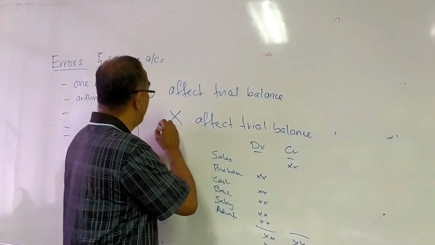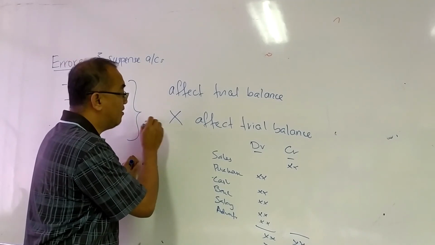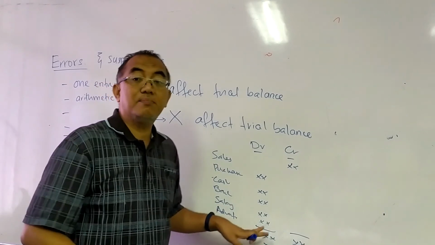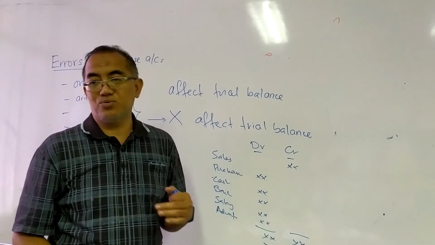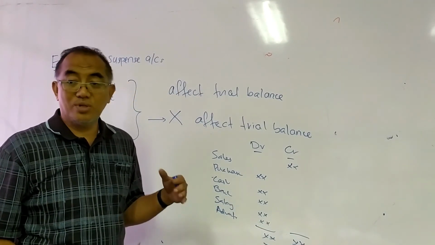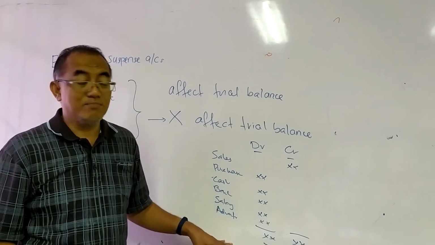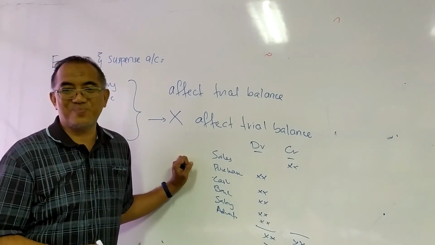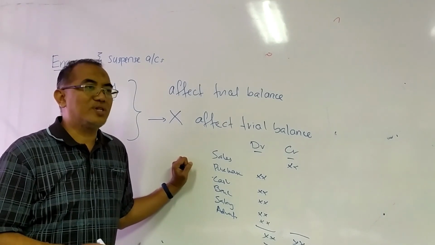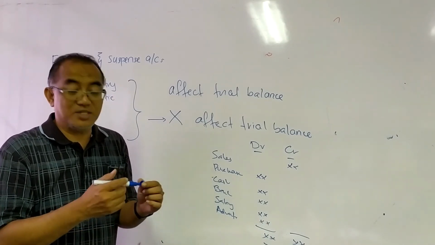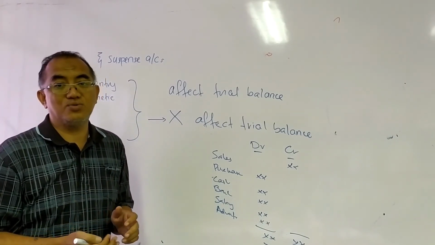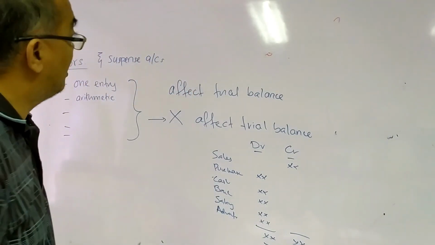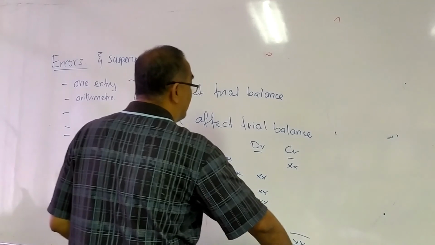So this is your trial balance. But when you have these errors that do not affect your trial balance, your trial balance still balances. Normally when you have errors, your trial balance does not balance, right? But this time you have errors but your trial balance still balances, and that's very dangerous. You think that your account is balanced, but actually it is not. So it's dangerous.